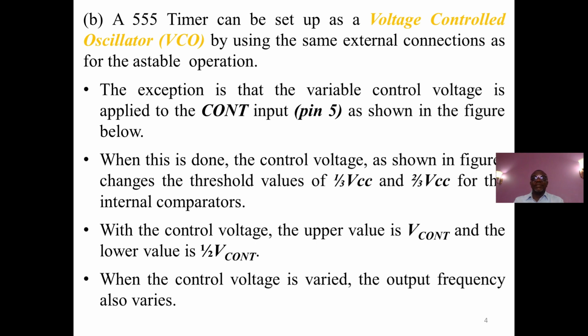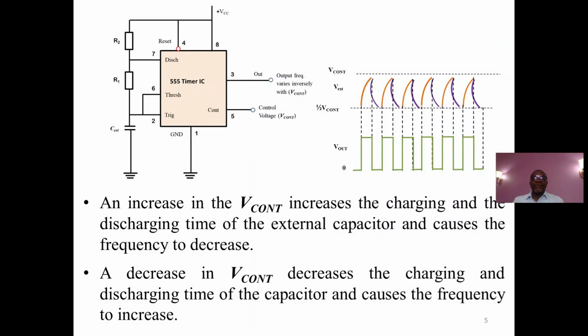Remember, when it is used as an astable operation, the thresholds are set at 1/3 VCC and 2/3 VCC. But when it is being used as a voltage control oscillator, the thresholds are set at V control and half V control.